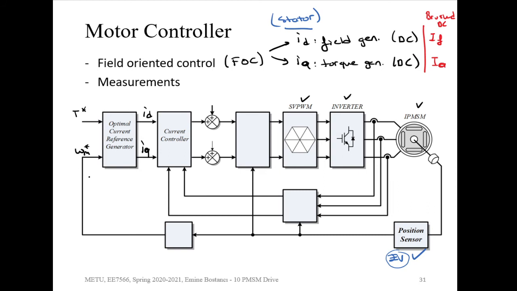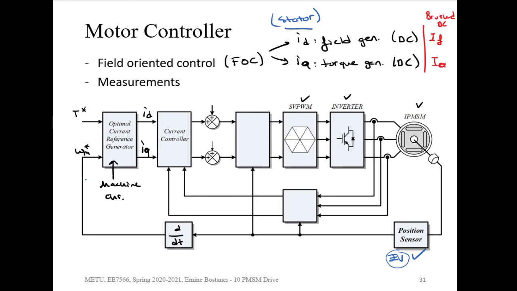So to get the speed, we need to take the derivative of the position. Once you have the position sensor, you can also calculate the speed based on the position. Here, the optimal current reference generator is taking the machine type and machine characteristics into account to be able to operate at that operation point. How much ID and how much IQ do I need?